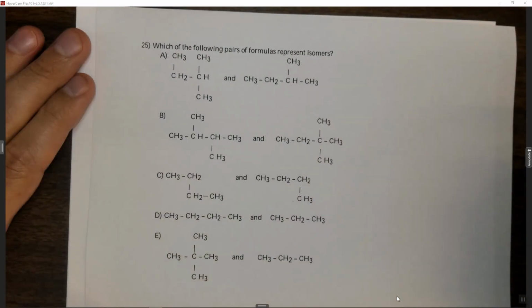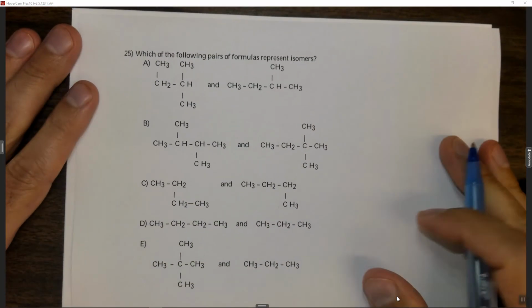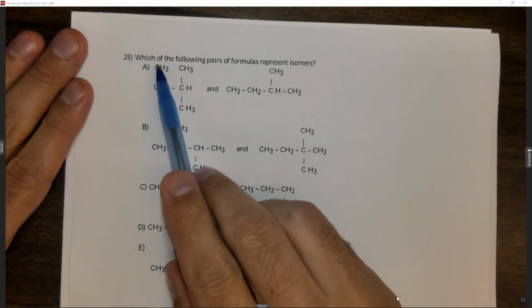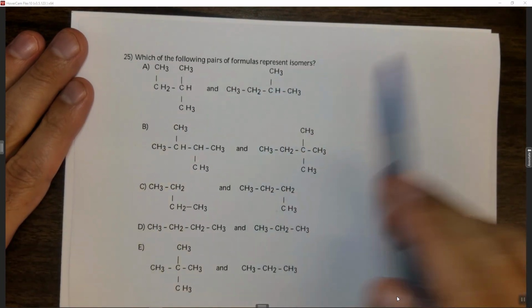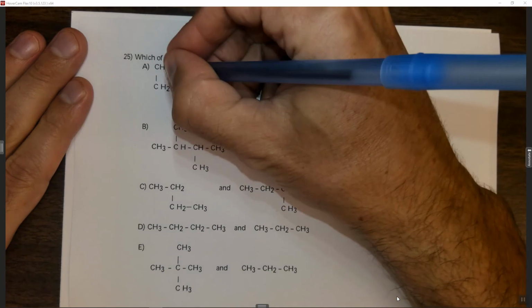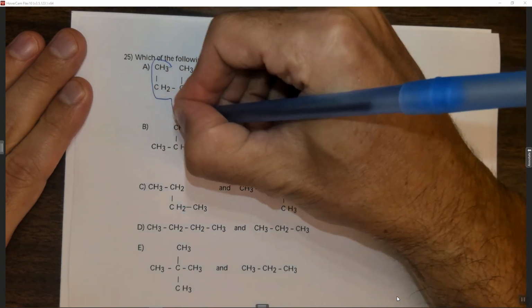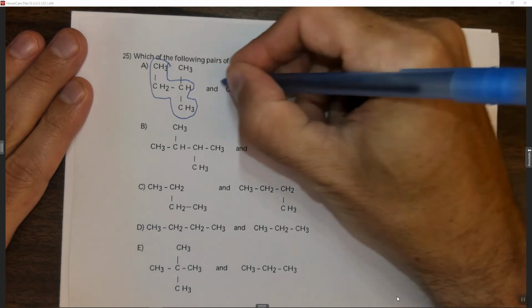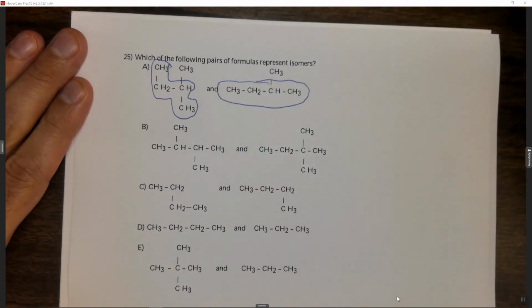Alright, so if you haven't watched the previous questions, please start with those. And there isn't one exactly like this on the test, but I do want to point out what isomers are. It says, which of the following pairs of formulas represent isomers? So the first thing you want to do is circle the longest chain. Alright, isomers are the same formula, but a different number or arrangement of atoms.